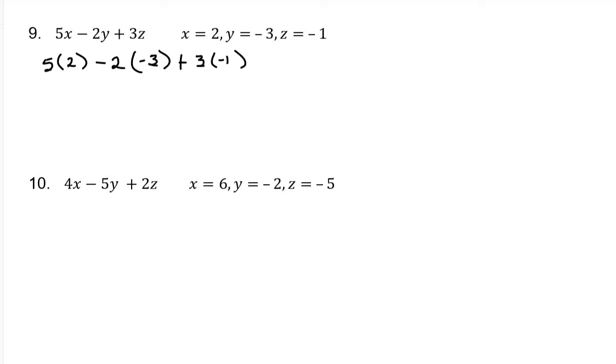Now, using my order of operations, I'm going to be multiplying first. So I'm going to have 10. I'm going to think of this middle part here as a negative 2 times negative 3. Negative 2 times negative 3 is positive 6, so I'm going to write down plus 6. And then I'm going to think of this part as a positive 3 times negative 1, which is negative 3. I'm going to write down minus 3. So now I have addition and subtraction. I'm going to do that from left to right. So I have 16 minus 3, which is 13.